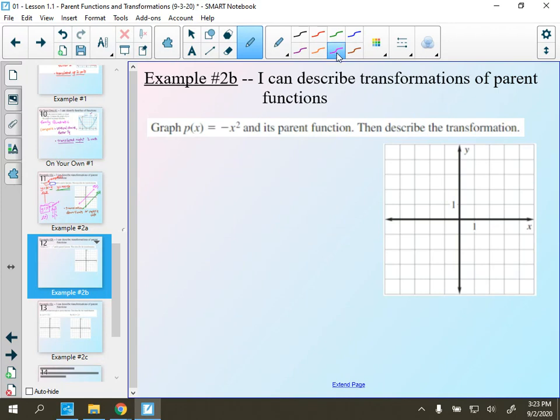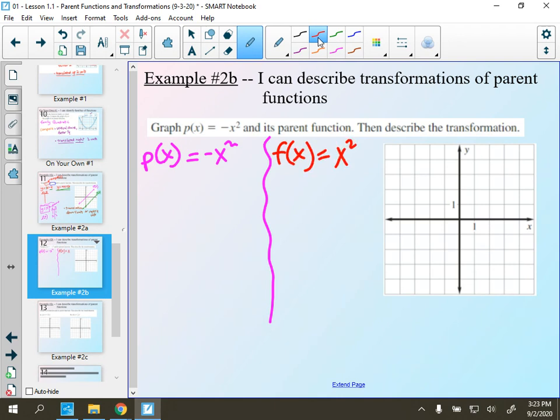So p of x, which is the same thing as y, equals, I'm just rewriting it, and then we'll split it. Let's just call our parent function f of x. What's our quadratic? This is quadratic. Hopefully no secrets there. I can see a squared. No doubt. It's a quadratic function.